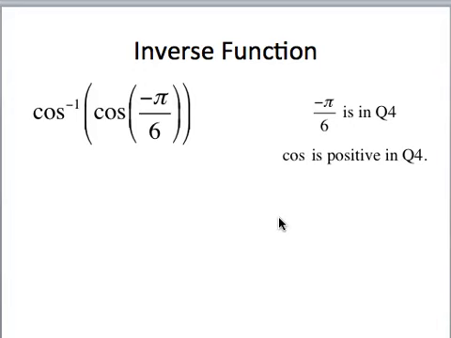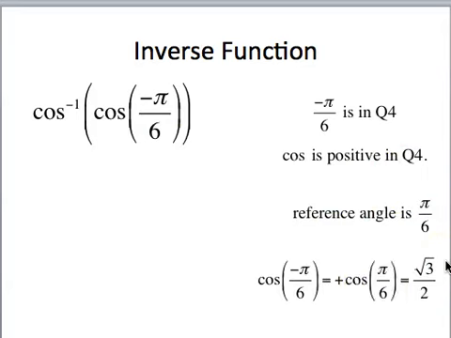We know cosine is positive in quadrant 4. Reference angle is pi over 6. So the cos of negative pi over 6 will be positive because it's in quadrant 4. Then the cosine of pi over 6, since that's the reference angle. Positive, quadrant 4, cosine of pi over 6. But what is the cosine of pi over 6? That is root 3 over 2. So we get the inverse cosine of root 3 over 2.